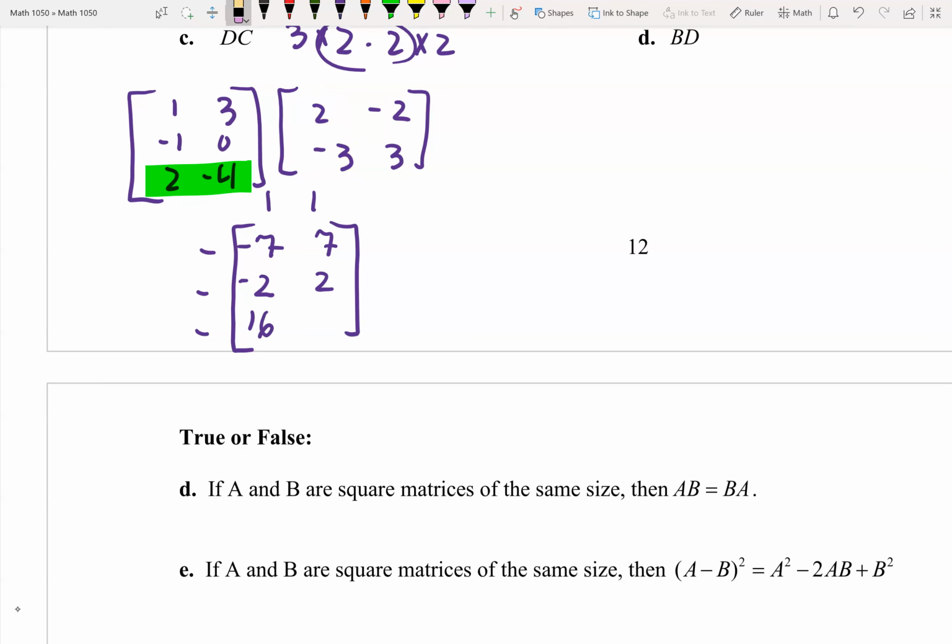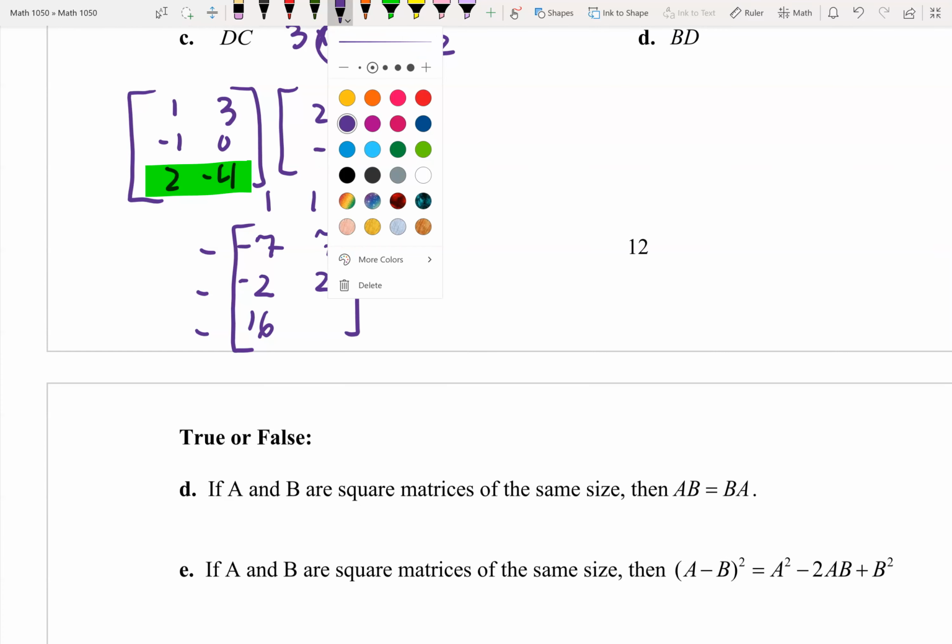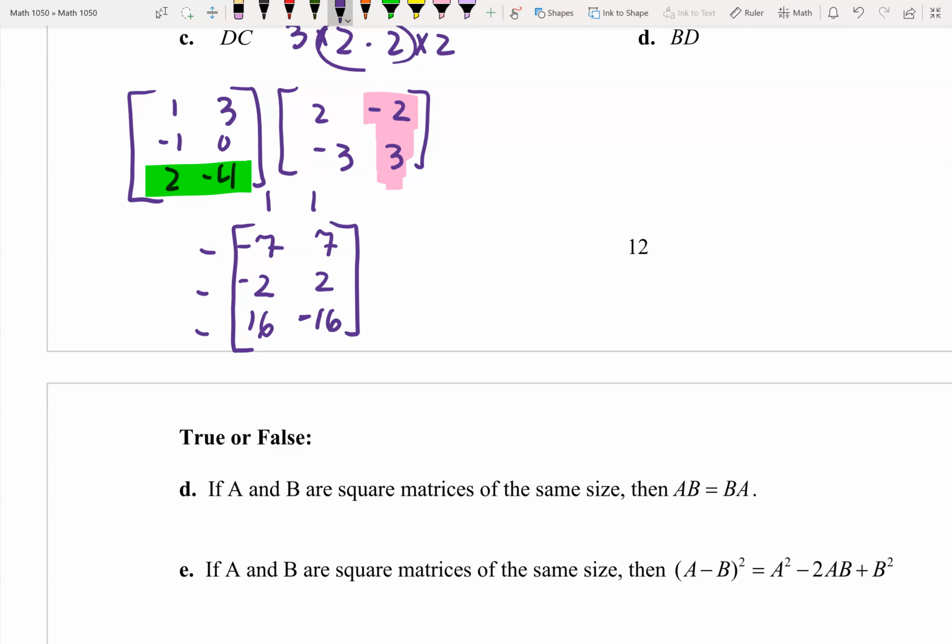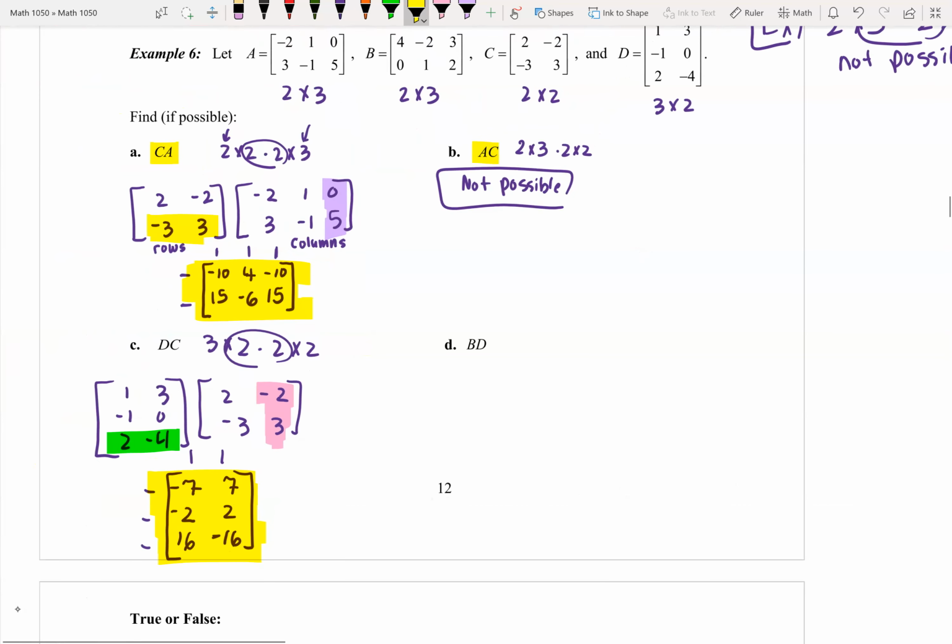For the last one, I'm going to change columns. 2 times negative 2 is a negative 4. Negative 4 times 3 is a negative 12. A negative 12 and a negative 4 is a negative 16. Right? And I'm done. Who just got it? Let's see. Okay, great.